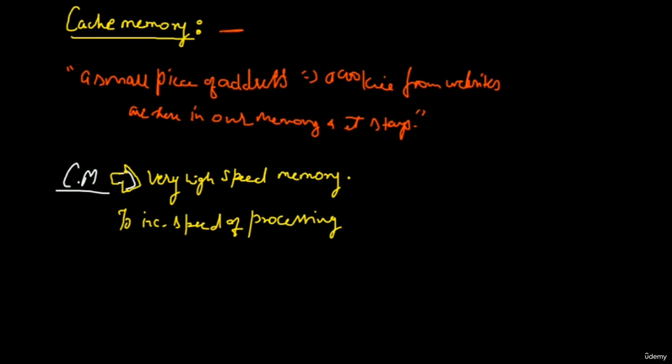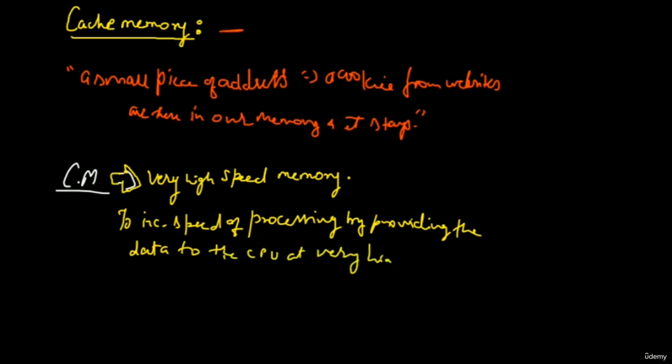By providing data, now I'm telling you the mechanism, it provides the data to the CPU at a very high rate. So if you look at it very closely, we are talking about the increase, all about the speed. So the speed of the cache memory is always almost equal to the CPU, which helps to compensate the speed difference between main memory and CPU.